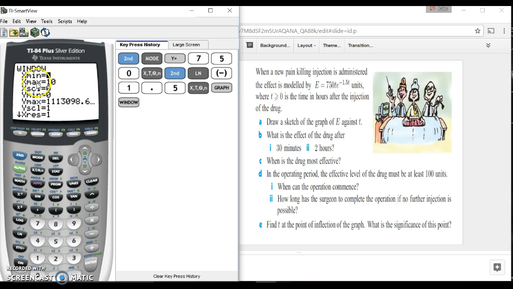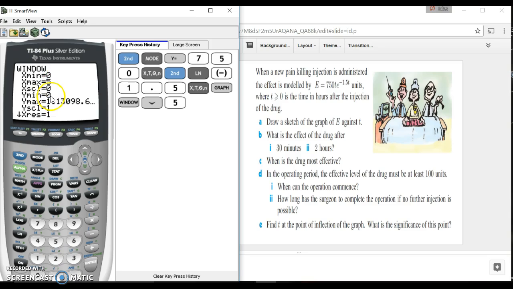So this is our horizontal axis we're doing at the moment, and we actually don't know what the maximum value of time we're interested in is, but we can see in the context of this question that we at least need to know the effect of the drug at 2 hours, so x has to go at least to 2 hours. So I'm going to go out on a limb and say that most operations are probably less than 5 hours, so I'll use x max equals 5.